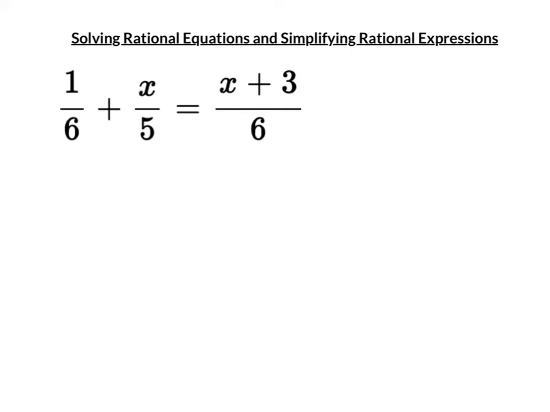Solving rational equations and simplifying rational expressions. When we say solving rational equations, we're basically talking about solving equations with lots of fractions in them. And you've done a lot of this before, especially this first one is a good example. What I taught you was to multiply by the common multiple of the denominators.